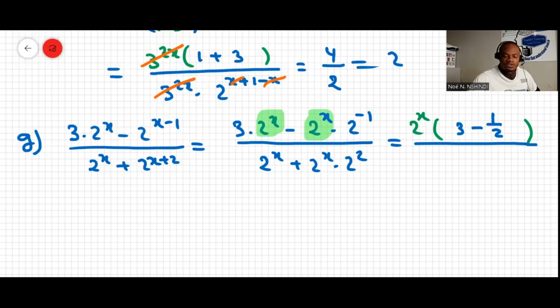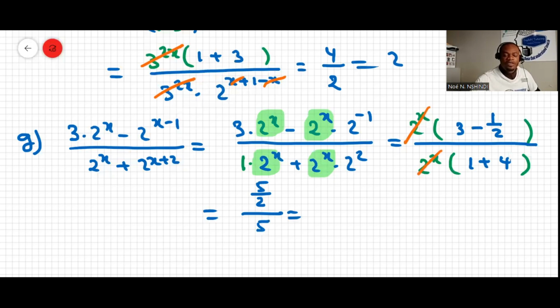at the denominator also, I can do the same. I'll take 2 to the x there, understanding that there is a 1 times that. So if I take 2 to the x as the common factor, it's going to be 1 plus 2 squared, which is 4. And then we can simplify 2 to the x and 2 to the x. And then 3 minus a half is 5 over 2. This is equal to 5 over 2 all over 5.